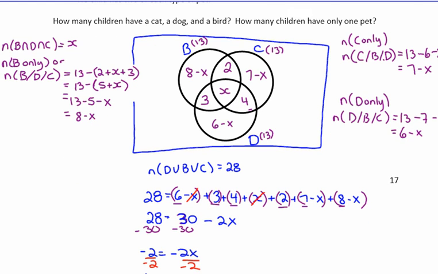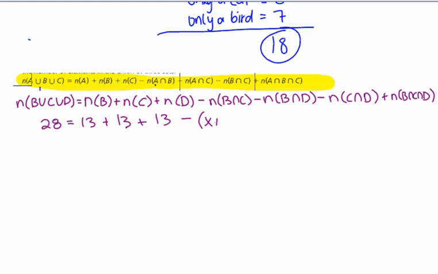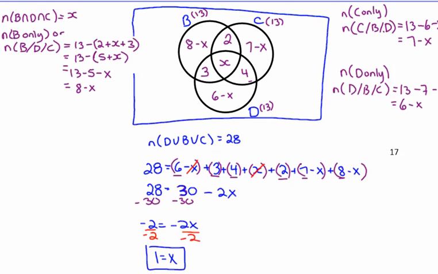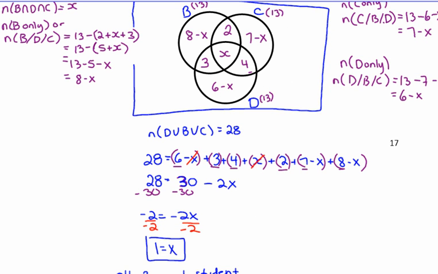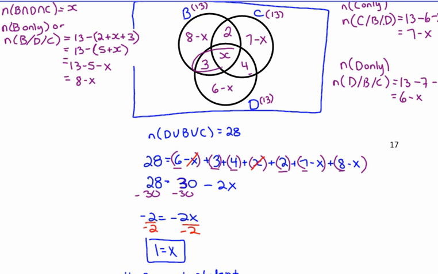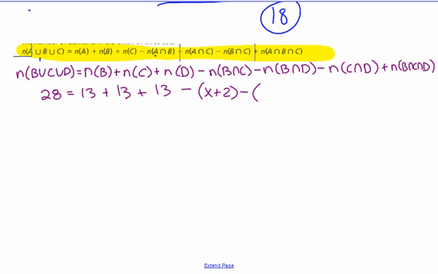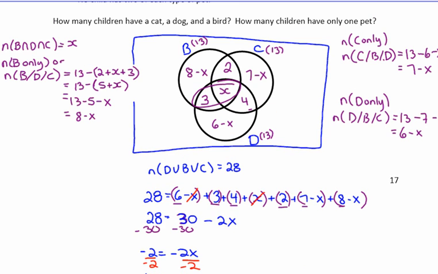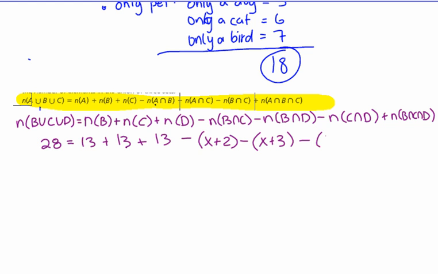We add those together always. So x plus 2 minus those who had a bird and a dog would be what? Bird and dog, x plus 3, minus cat and dog. So cat and dog would be x plus 4. And then subtract, or so add back on the intersection of all three, which we called x. Okay, so this formula could also work to solve it as well.